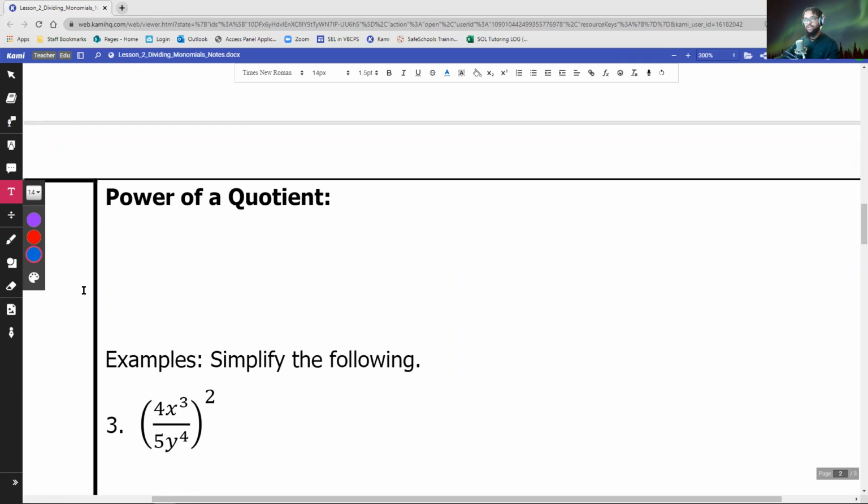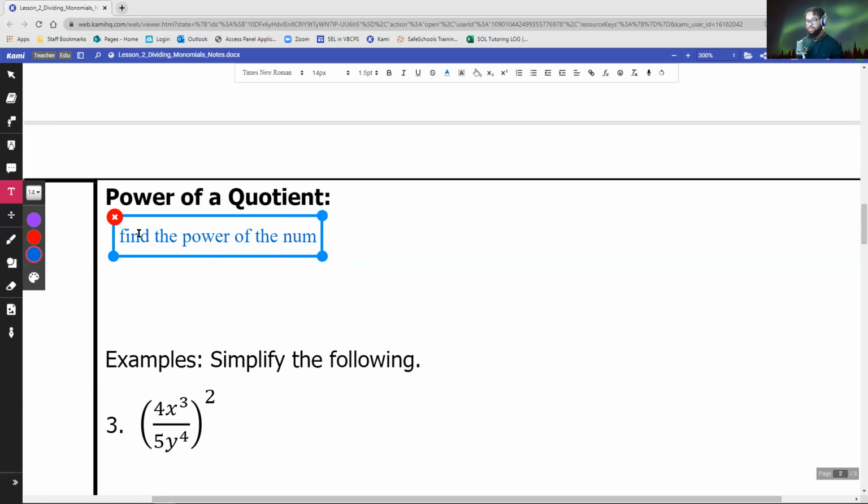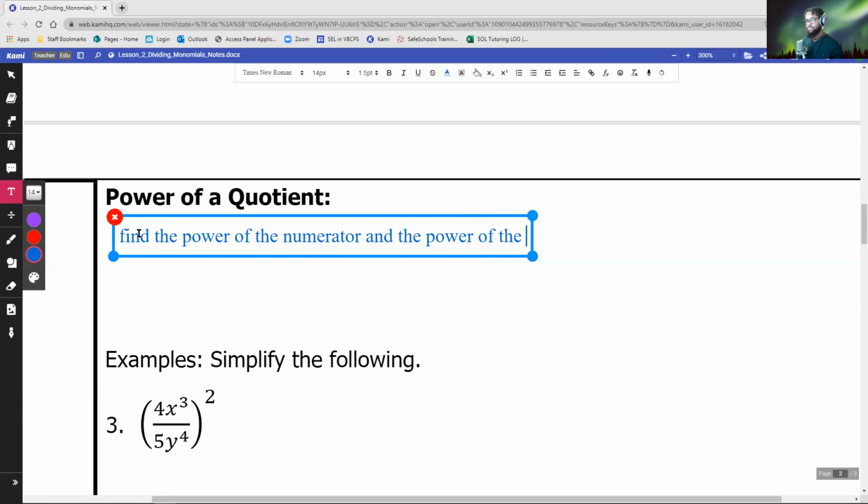And so that's what we get here, the power of a quotient. It's something a little bit different. With the power of a quotient, we find the power of the numerator and the power of the denominator. If you don't remember, the numerator is the top portion of a fraction, and the denominator is the bottom portion of a fraction.